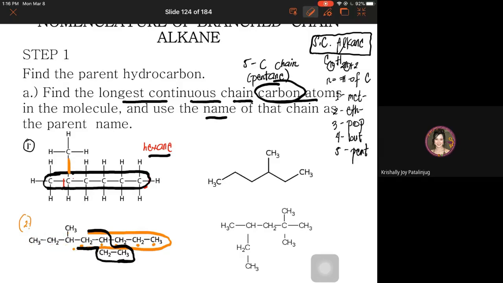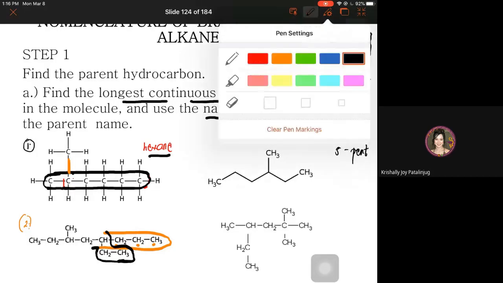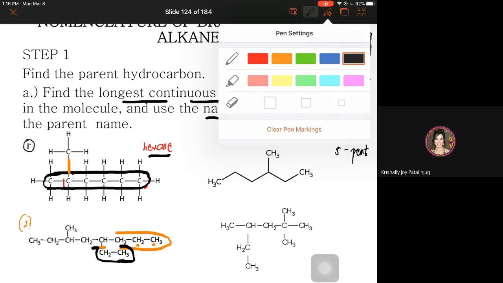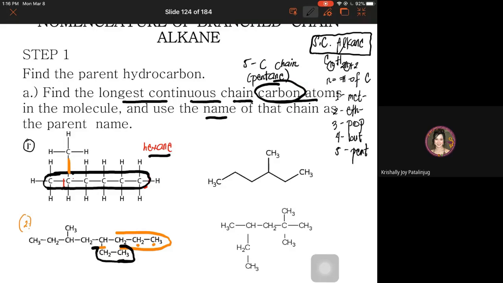So that is how to find the parent chain. It doesn't mean that the chain written straight is automatically the parent. No, it's not. Sometimes the longest carbon chain is not obvious, based on the manner in which it is written. So you really have to find out where it is. So, this is the parent. I will erase this one.